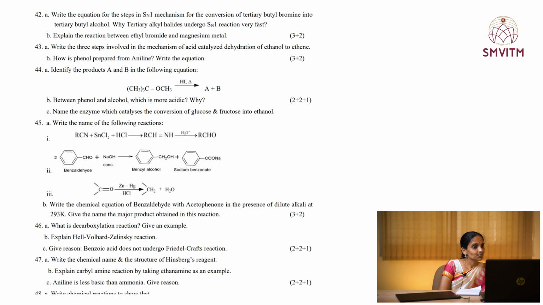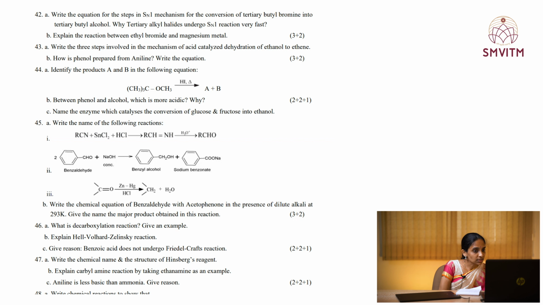Next, some molecules are given, phenol and alcohol, and which is more acidic is asked. Of course, phenol is more acidic. Reason we have discussed. Name the enzyme that catalyzes conversion of glucose and fructose to ethanol. It is nothing but zymase. The enzyme is zymase.